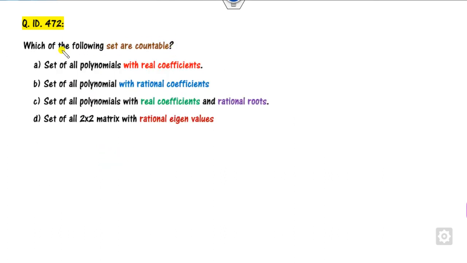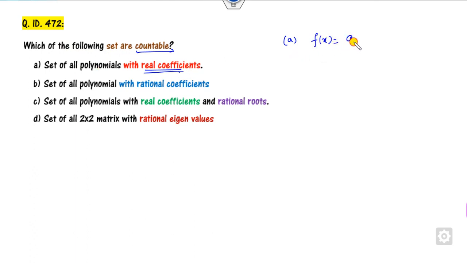Look at the other one. Which of the following sets is countable? You have to check which one is countable. That's again very simple. Let's say the set of polynomials with real coefficients. They are not mentioning the degree of the polynomial, so you can consider any polynomial.